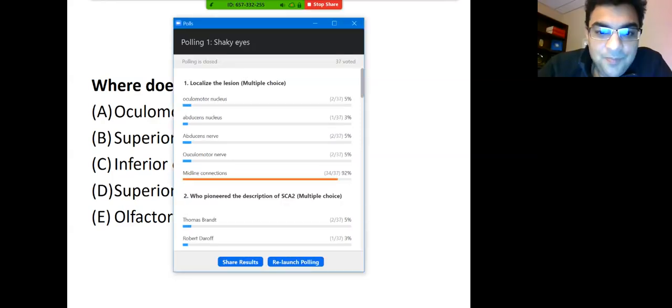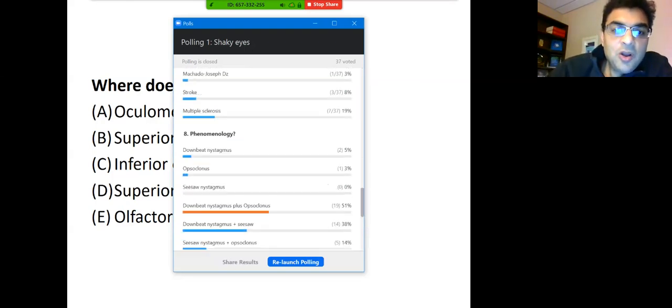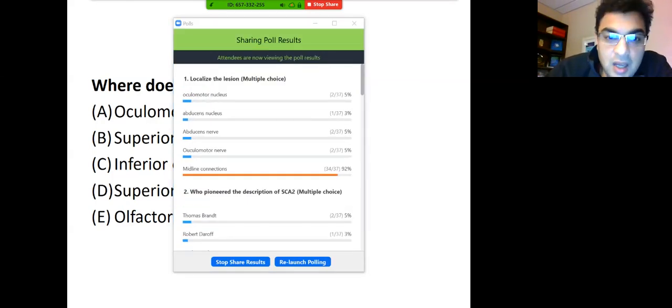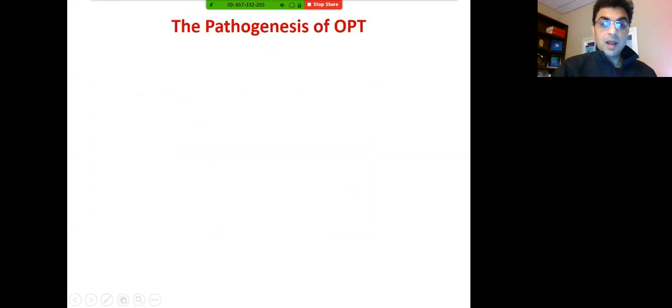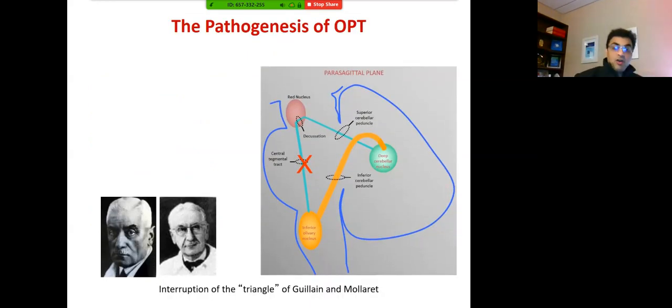Oculopalatal tremor localizes to the inferior olive, and most of the attendees gave the right answer, which is great. It is pretty classic of an inferior olive lesion, and it was described by two very clever French scientists, Guillain and Mollaret. They described the Guillain-Mollaret triangle, which connects the inferior olive to the deep cerebellar nuclei. From the deep cerebellar nuclei, these fibers go in the superior cerebellar peduncle. They loop around the red nucleus, don't synapse at the red nucleus, and go into the central tegmental tract.